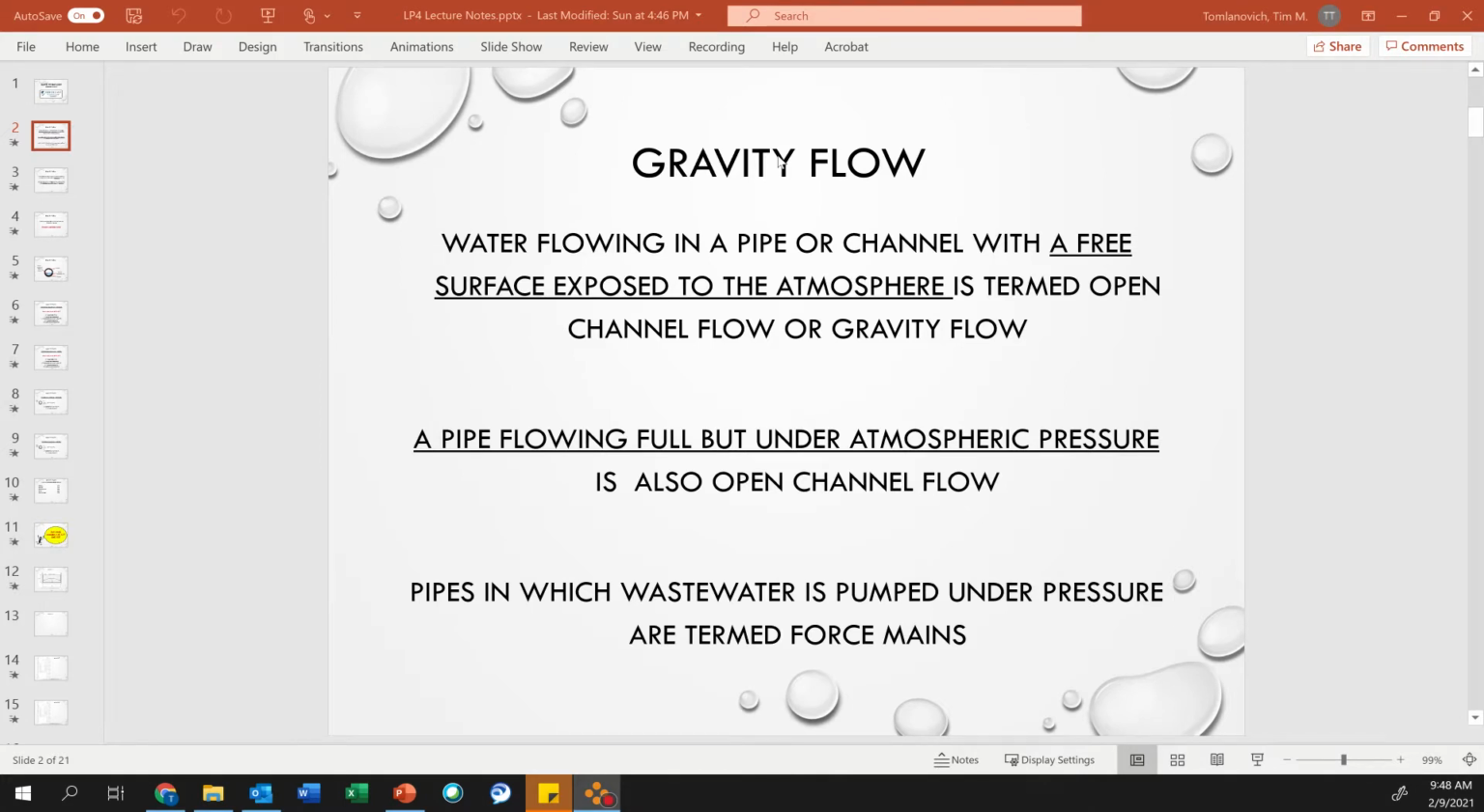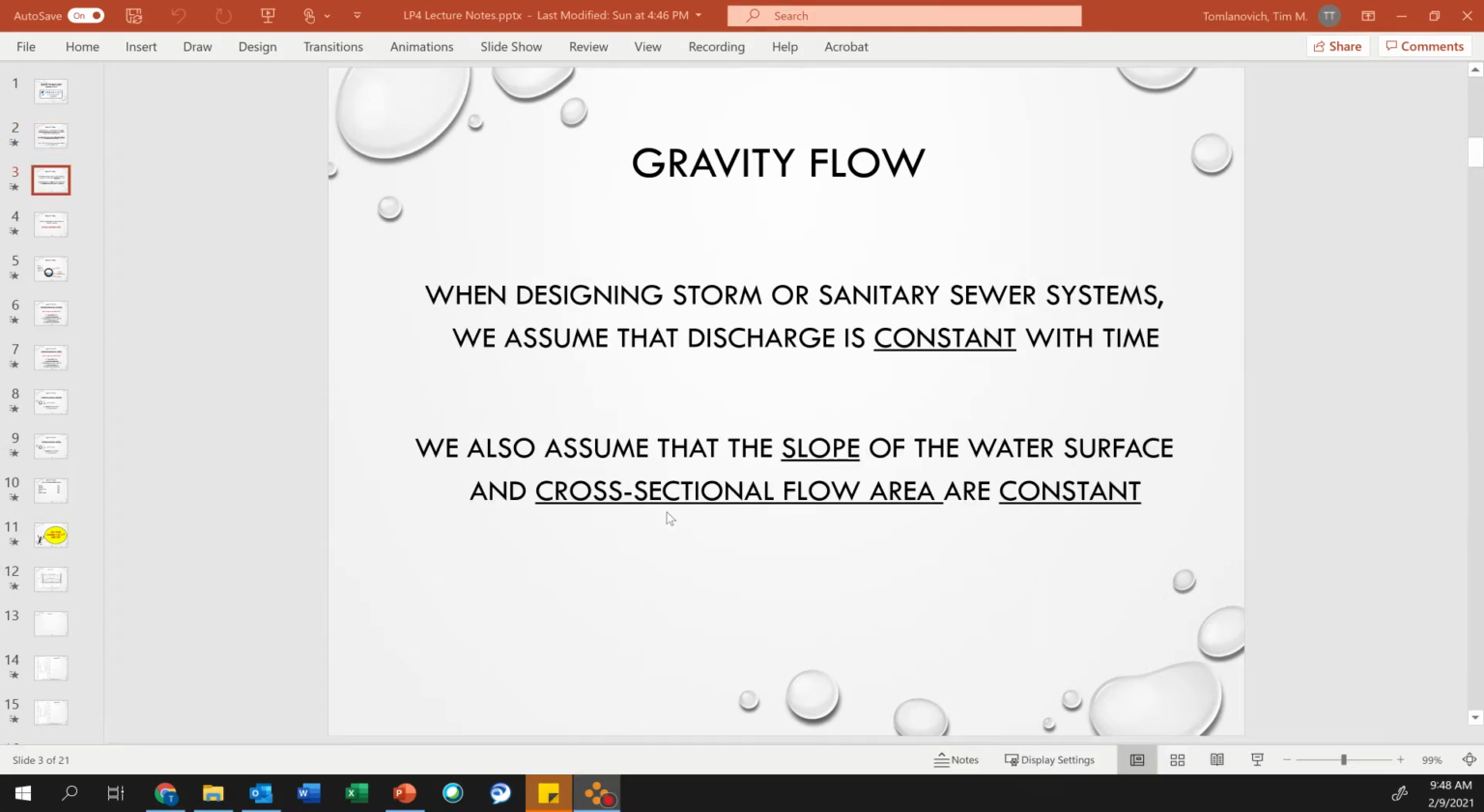However, there are some pipes in which wastewater is pumped under pressure, and those are called force mains. So, when you look at sanitary, they can only go so deep because of gravity flow, and then they have to pump the water up to an elevation and allow the gravity to take over again. So again, it's exposed to the atmosphere. Water lines are not open channel flow. Those are pipes under pressure. So that was where the Hazen-Williams equation came in from the last learning plan.